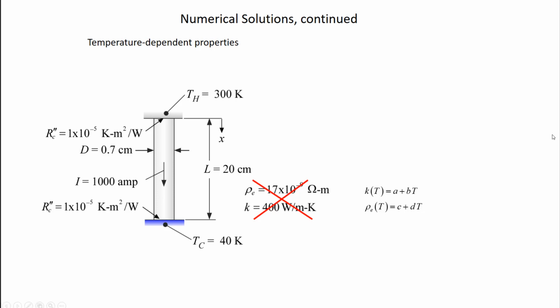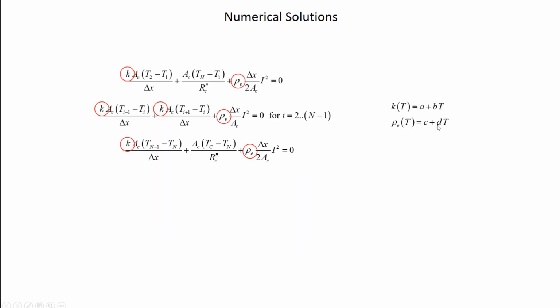Okay, so how do I do this, right? How do I take the temperature dependence of these properties and fold them into this set of equations that I have right here? You can see that K and rho E, every place they appear in these equations, they're no longer constants, right? They're no longer a value that is just never changing.